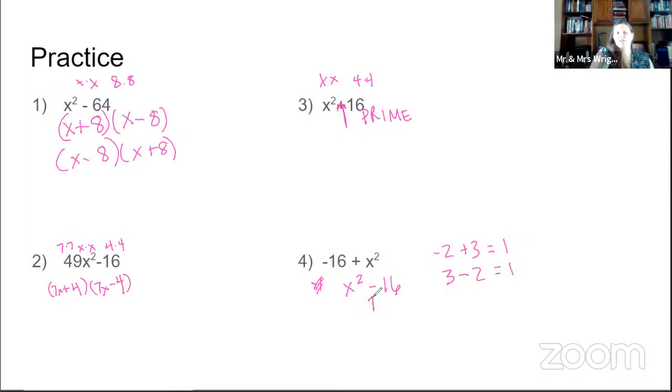And so in this case, we have our negative here in the center. Our x squared at the beginning is going to be x times x, and 16 is going to be 4 times 4. So it meets all of our requirements. And so we're going to have x plus 4 and x minus 4.